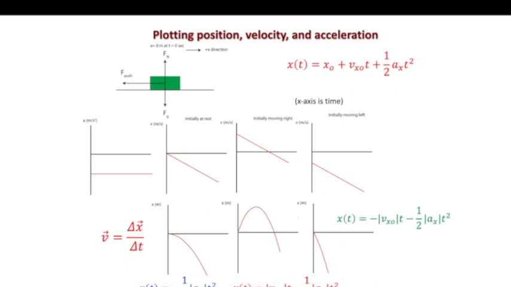And it's important to be able to distinguish between them. Okay, any questions on kinematics? So this was most of what you'll need to do.